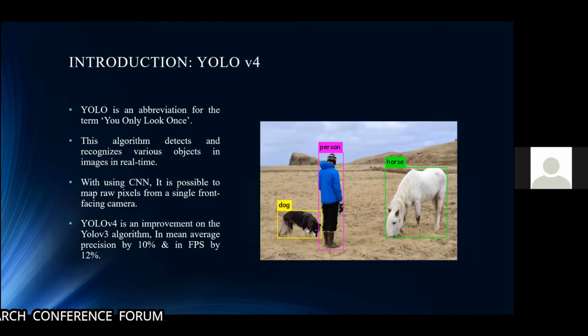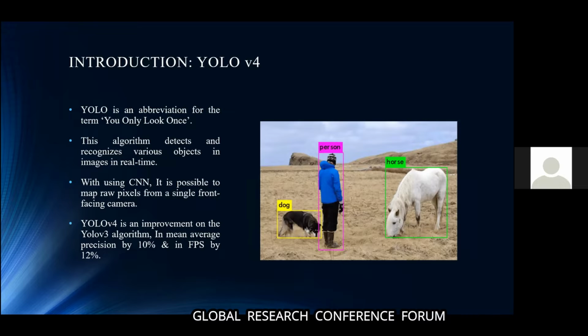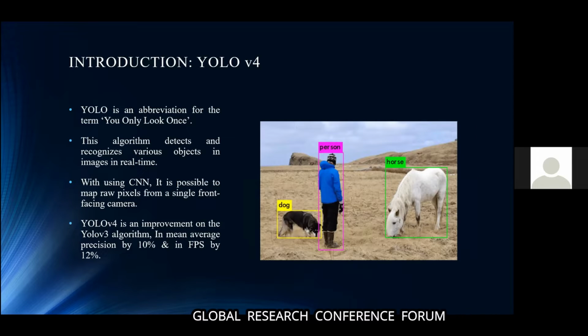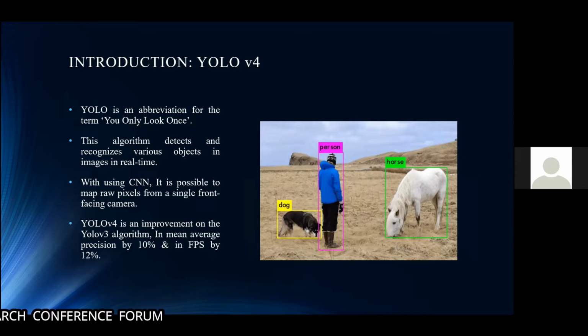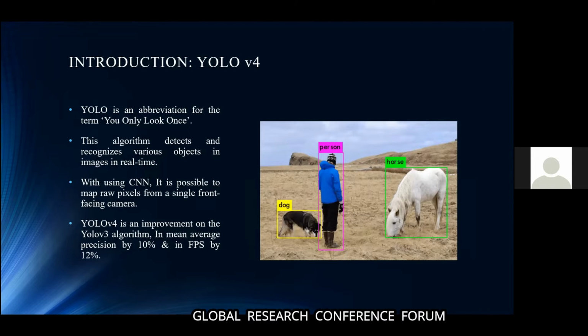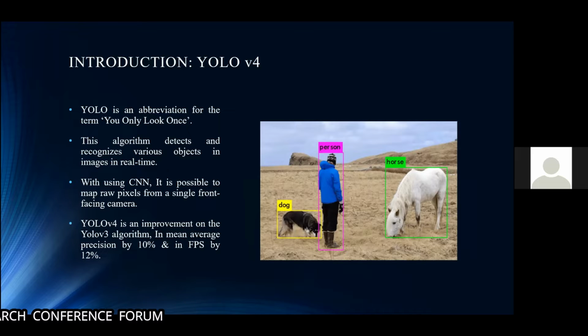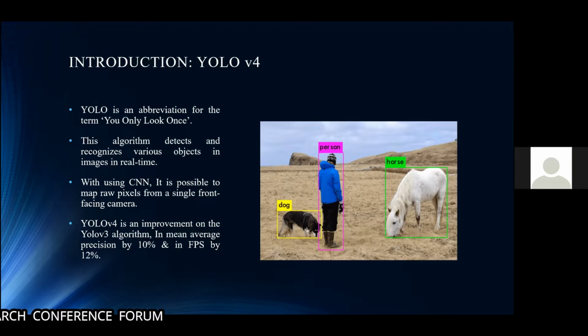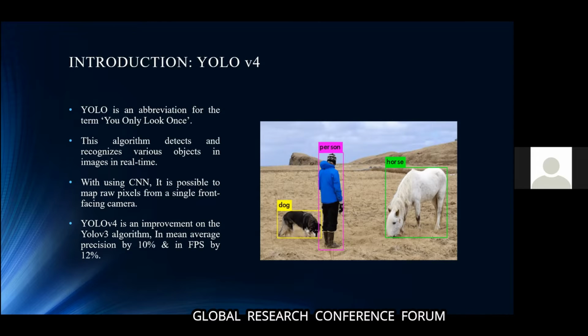The next part is YOLO. I have used the YOLO algorithm. YOLO means You Only Look Once. It recognizes various objects in an input image or a real-time video. My model is trained for detecting 80 classes such as dog, person, horse, mobile, cell phone, etc. It uses a CNN. It can capture 81 objects at a time in real time. YOLO V4 is an improvement over YOLO V3 in precision and accuracy by 10%, and it supports 12% more FPS than the previous version.